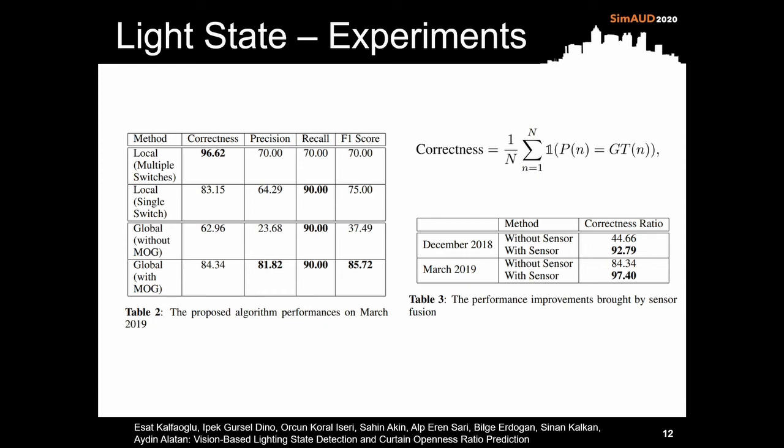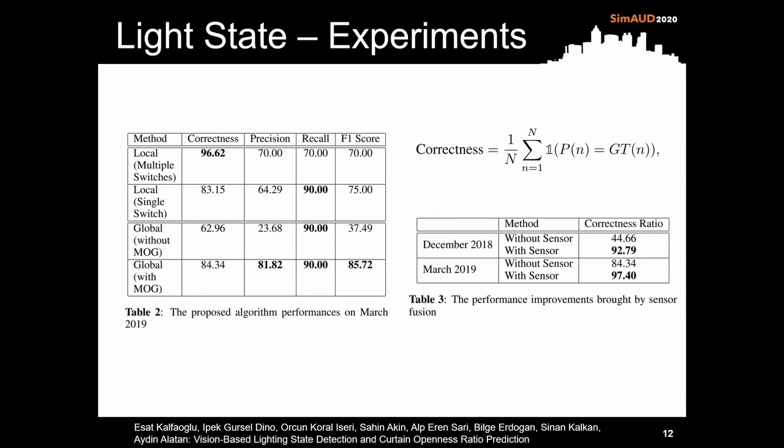On the left table, the results of the 1-week March 2019 dataset is shown. From the correctness perspective, the best method is local method with multiple switch settings. For the other metrics, the best method is global with MOG, or so to say, global with background modeling. It should be highlighted that the addition of background modeling has increased the performance significantly.